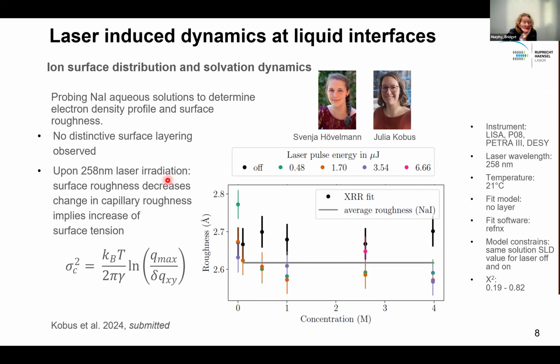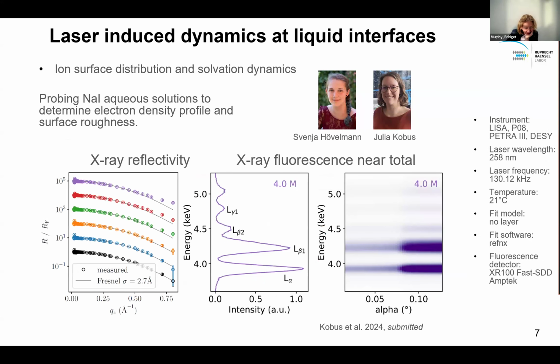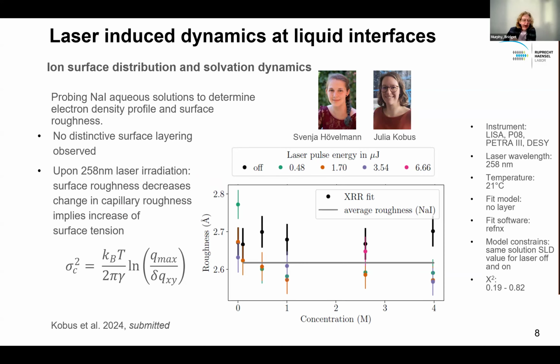And so when we tried to do this originally, we thought we would find some kind of surface layering, and if we excited the system with the laser, that we'd be able to follow some changes from enrichment at the surface. But if you look at our reflectivities here, you would need a very, very extreme kind of imagination before you would convince anybody that there's actually a layer at any of these surfaces, regardless of the concentration or the laser power.